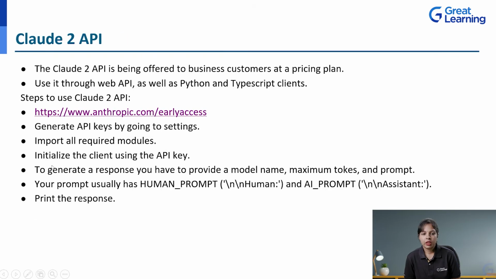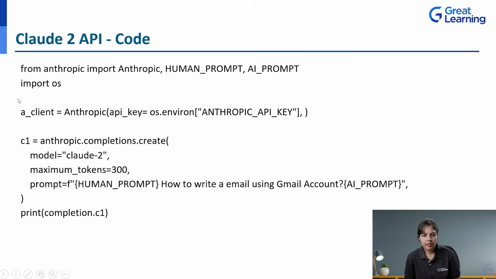After importing all the required modules, you have to initialize the client using the API key. So you have to create an Anthropic client. That client is a kind of object or variable which you will be using in the entire program to generate the response. You have to initialize that client using the API key. Make sure you have generated the API key because that is what is being used over here. Let's see in the program.